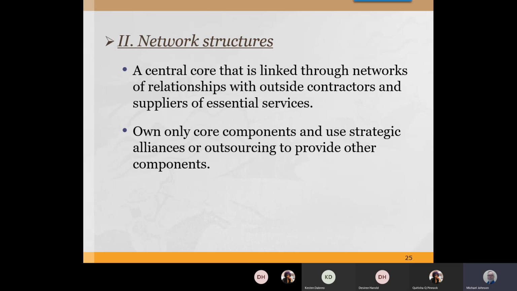Own only core components and use strategic alliances for outsourcing. This is a lesson that's difficult to learn. I learned it the hard way. I really did learn it a very hard way. You only have what you need. And when you need something else, somebody else has it. Don't go out looking for it. Just go and get them to do it for you.